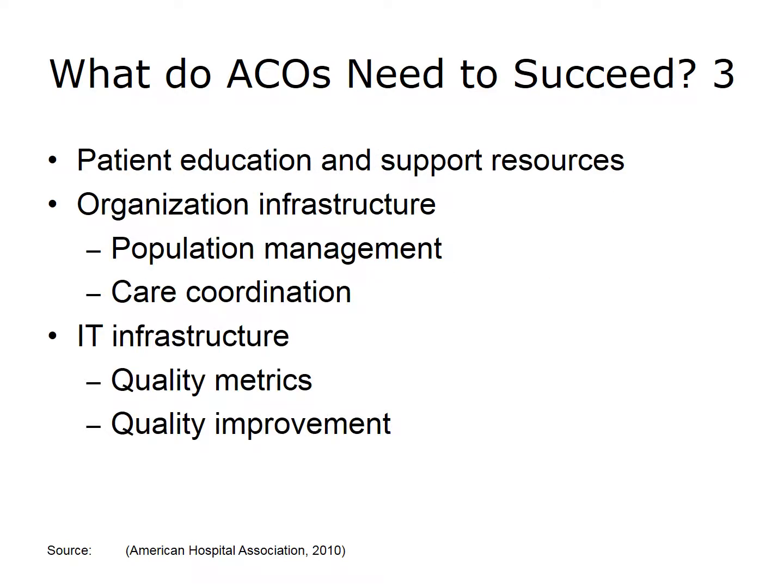To successfully improve care and reduce spending, ACOs also need new types of resources, including, for example, expertise in patient education and support, especially for those with complex and chronic conditions. Some ACOs have little experience in population management and care coordination, and will need to hire and train a new workforce to do this in their communities. Finally, information technology will be needed to monitor and report on quality metrics and to support quality improvement activities.